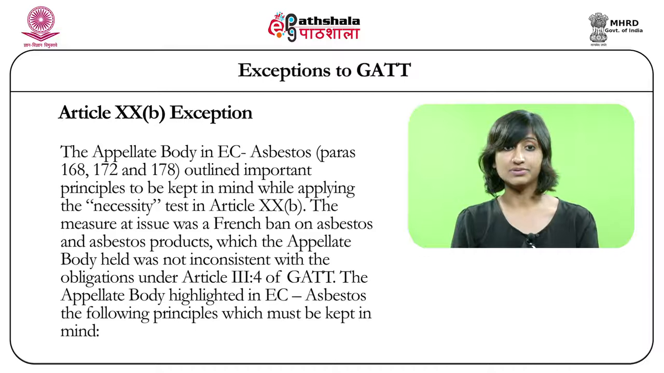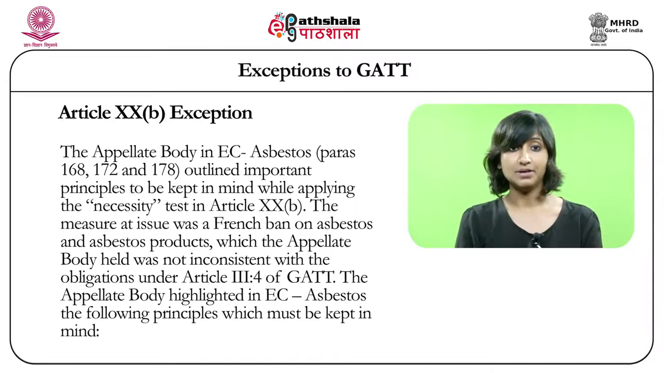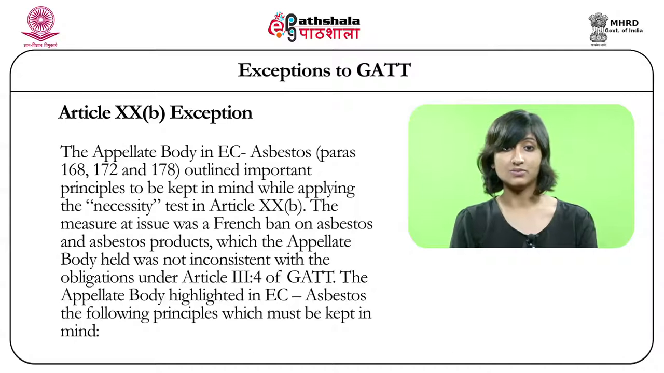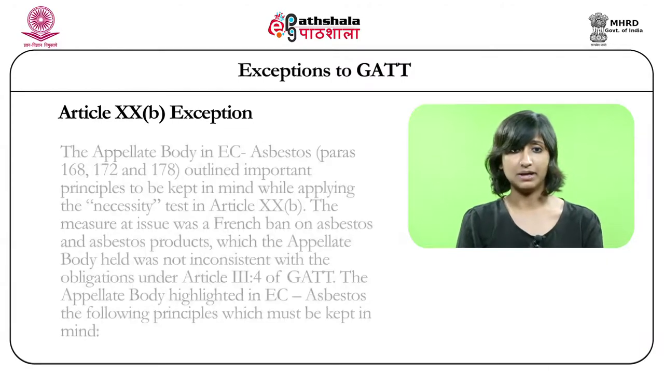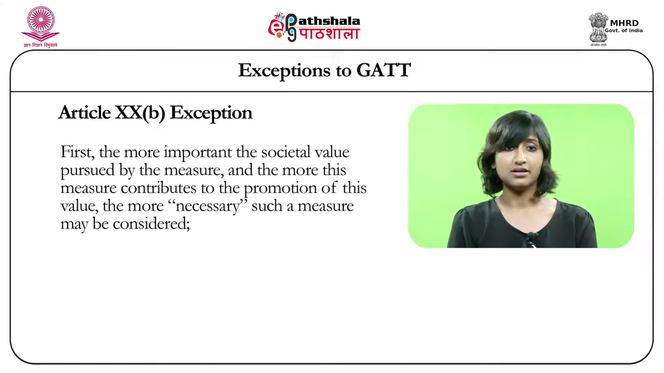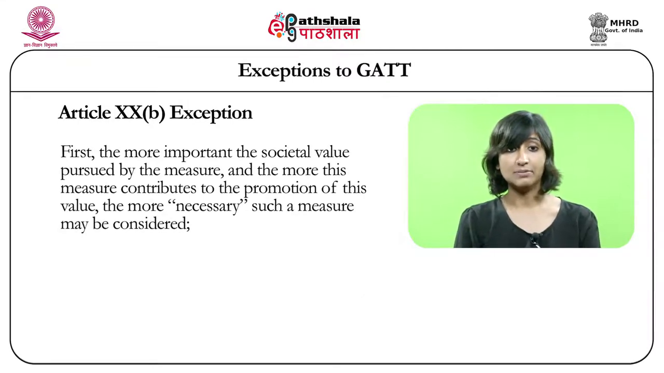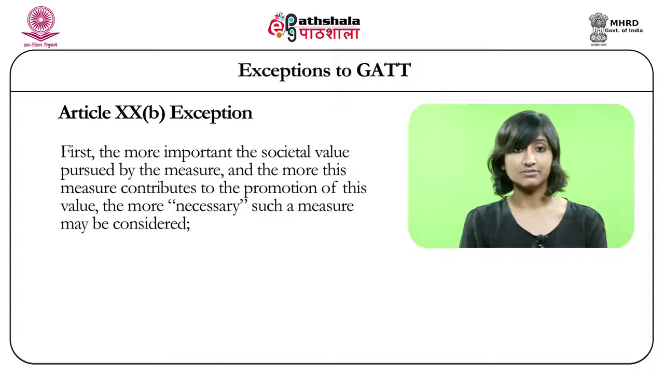The measure at issue was a French ban on asbestos and asbestos products, which the Appellate Body held was not inconsistent with the obligations under Article 3.4 of GATT. The Appellate Body highlighted in EC Asbestos the following principle which must be kept in mind. First, the more important the societal value pursued by the measure is, and the more this measure contributes to the promotion of this value, the more necessary that such a measure may be considered to be.